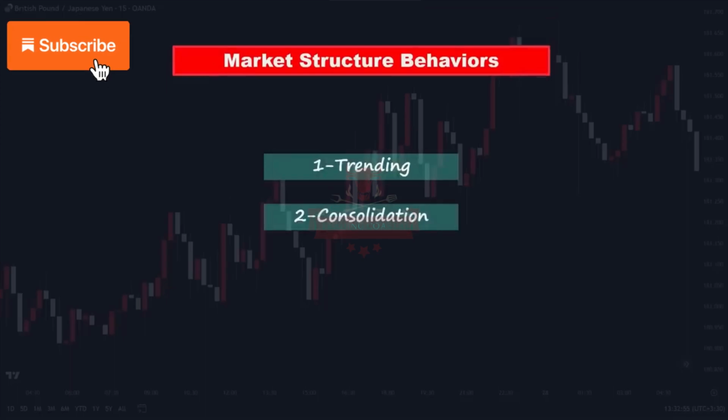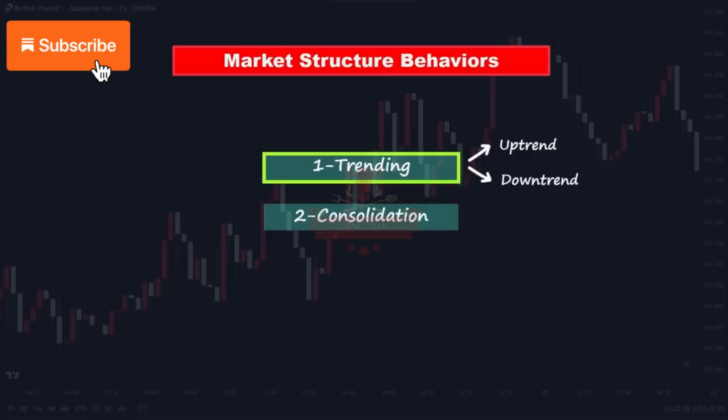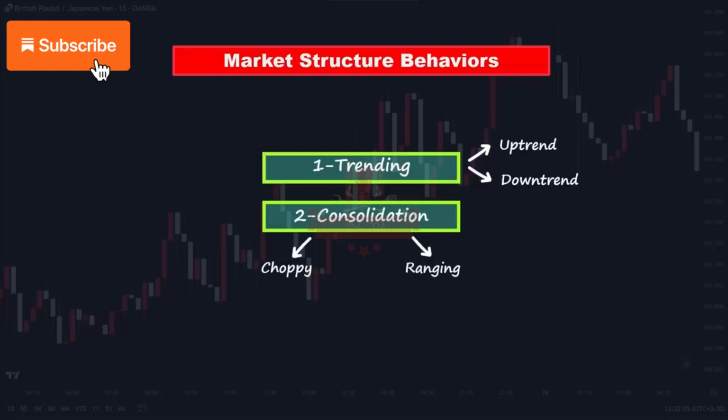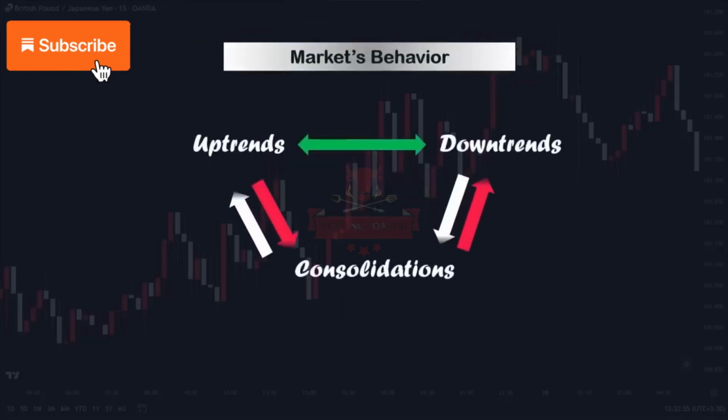The dynamics behind market movements can be boiled down to two key factors that consistently influence price direction. Trending, which includes uptrend and downtrend, and the second factor is the consolidation phase, like a choppy or ranging market. Imagine it like a continuous circle, where price always moves between downtrends, uptrends, and also consolidations that accumulate liquidity and institutional orders. Price usually needs to consolidate between uptrends and downtrends and vice versa.